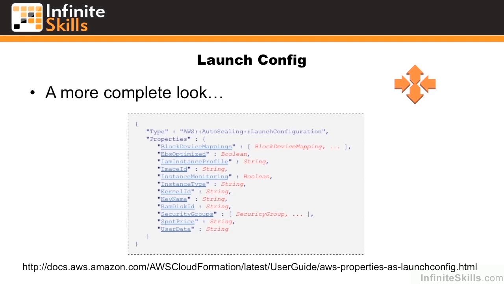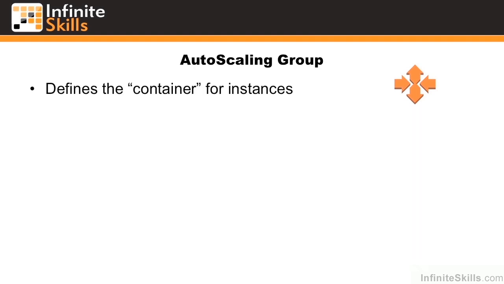You can see from this profile here that you can specify additional parameters, such as EBS device mappings, RAM disk ID, spot price, and so forth. You can even put user data into your launch config, which can be very helpful to take a vanilla server and customize it. The AutoScaling group itself defines the container for instances.